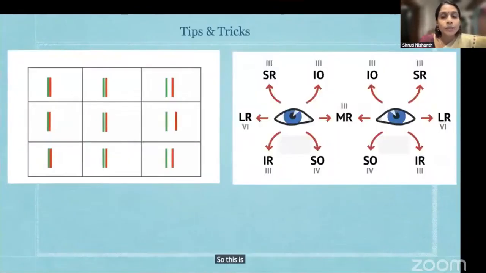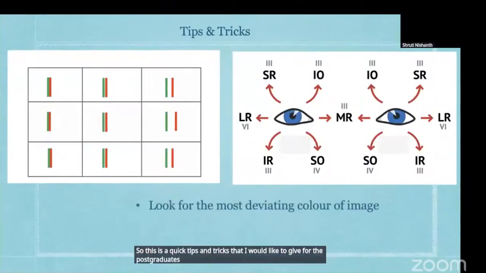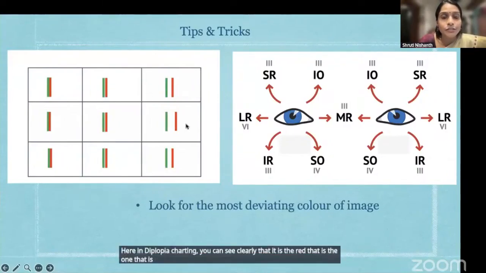So these are quick tips and tricks that I would like to give for the postgraduates. That is to look for the most deviating color. Here in diplopia charting, you can see clearly that it is the red that is the one that is deviating. So that is the first clue.